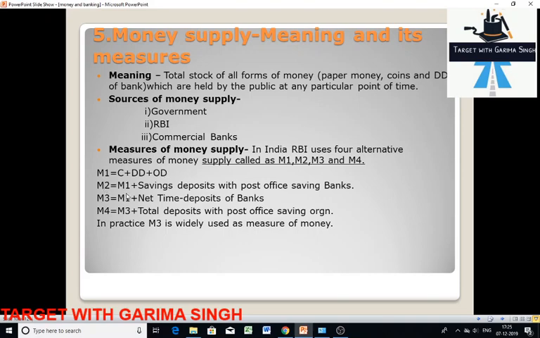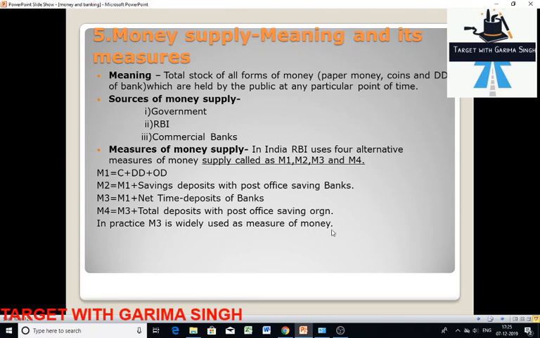Second is M2. Here M1, the detail which I have discussed, should be included, plus saving deposit with post office saving banks. Third is M3, M1 plus net time deposit of banks. M4, M3 plus total deposit with post office saving organization excluding NSC.